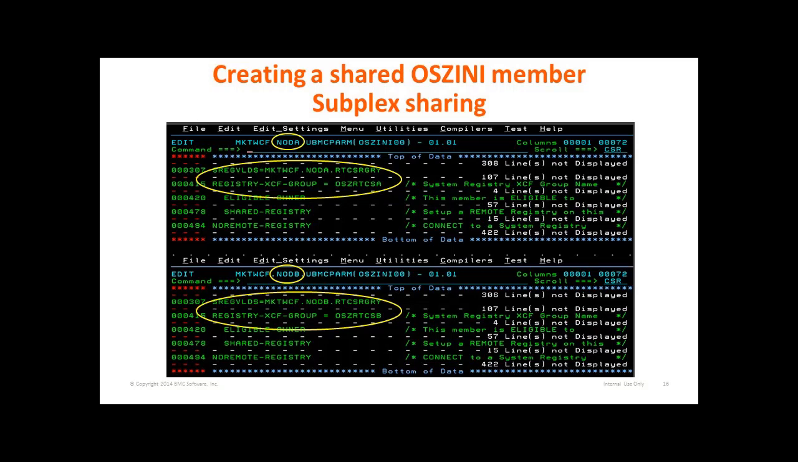When multiple subplexes exist in a Sysplex, it is critical that every LPAR at each subplex specifies the same RTCS subsystem system registry, and that they are isolated from each other by having different XCF groups. Each registry sharing group will have its own UBMC PARM library in this case, so that it can have its own different OZI ANY 00 members.